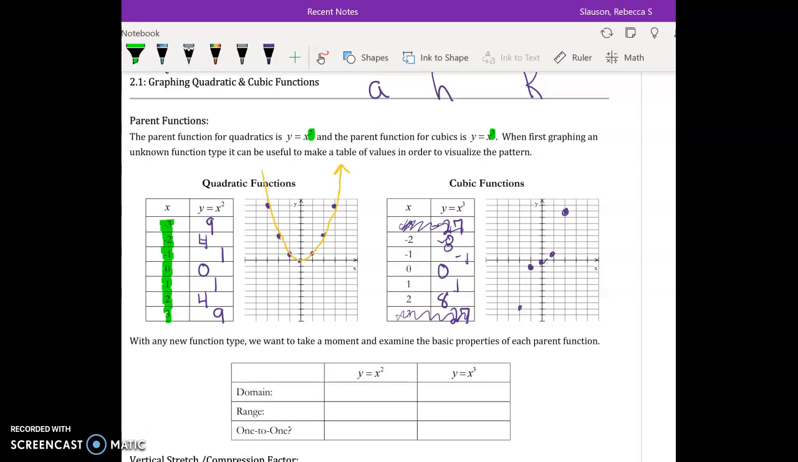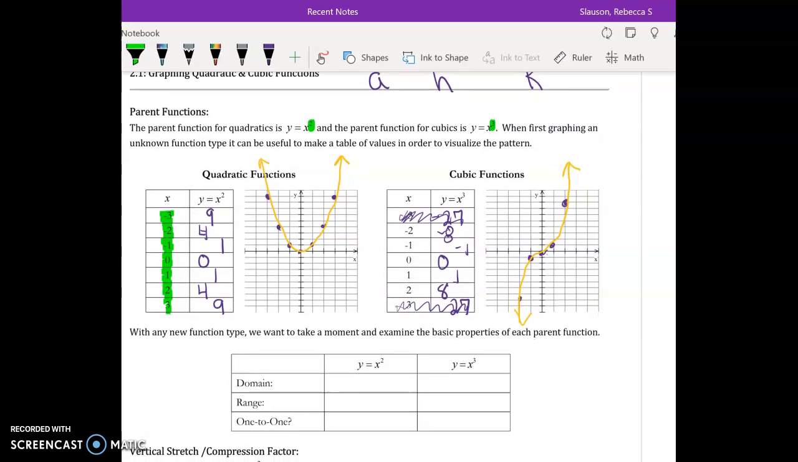So this is the parent function for a quadratic. It's known as a parabola. And then here's my parent function for a cubic. So even though the graph paper is ending, the shape does not. And so that's why I'm putting arrows. So let's just learn about their domain and range and what type of function they are.